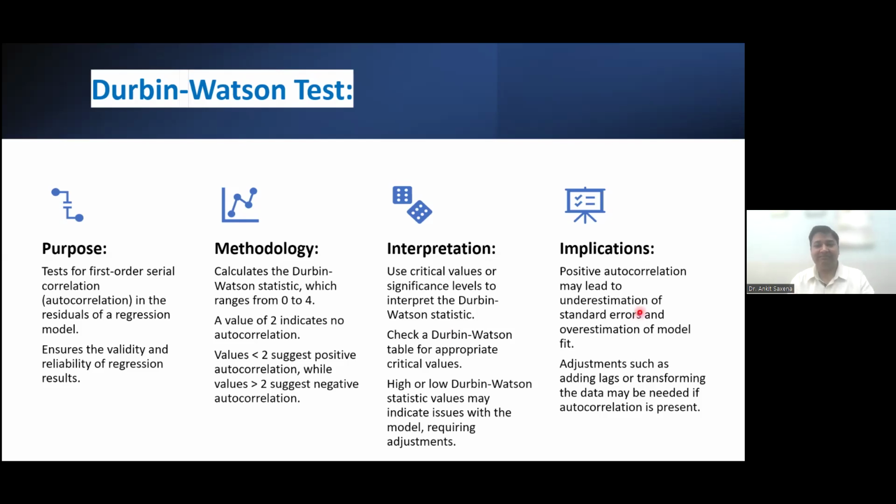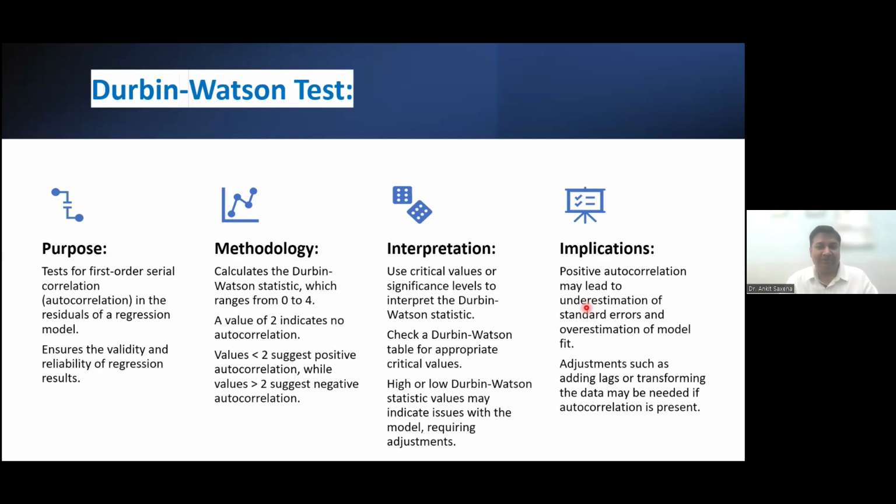Now, what is the implication of this autocorrelation? If you have highly autocorrelated errors, a positive autocorrelation leads to the underestimation of the standard error. Now, what is standard error? We are calculating a regression and the values, but obviously the values will not be perfect predicted values. The predicted value will deviate from the actual value. The standard error captures that.